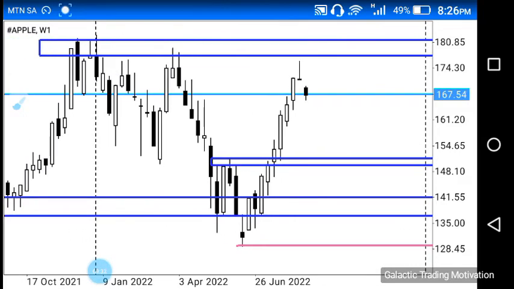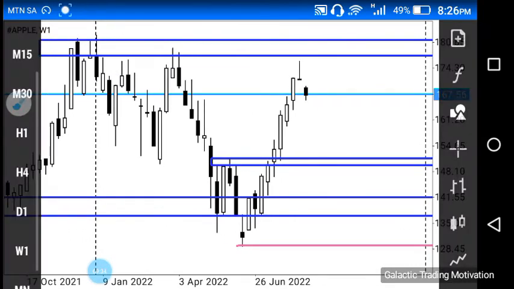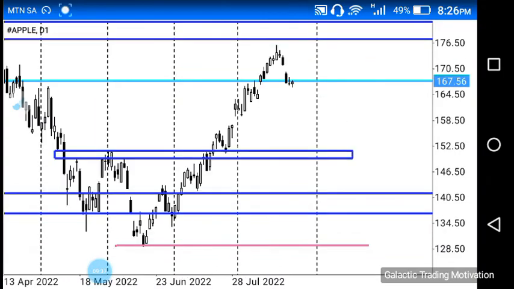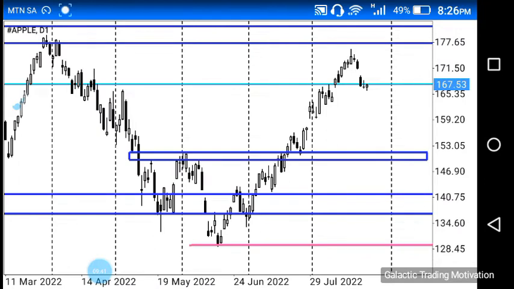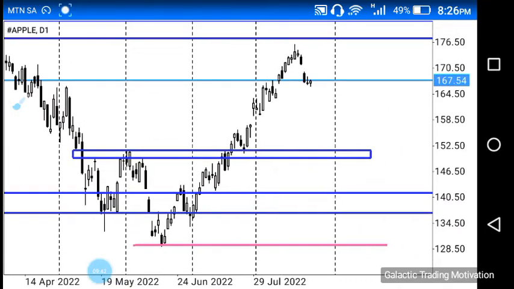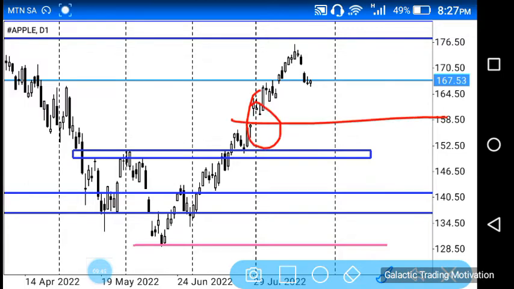I don't see anything further. So what I'm going to do is head down to the daily chart. So here we are on the daily chart. Let's see. On the daily chart, we can see that we also have another gap at this point, which needs to be grabbed by the market.